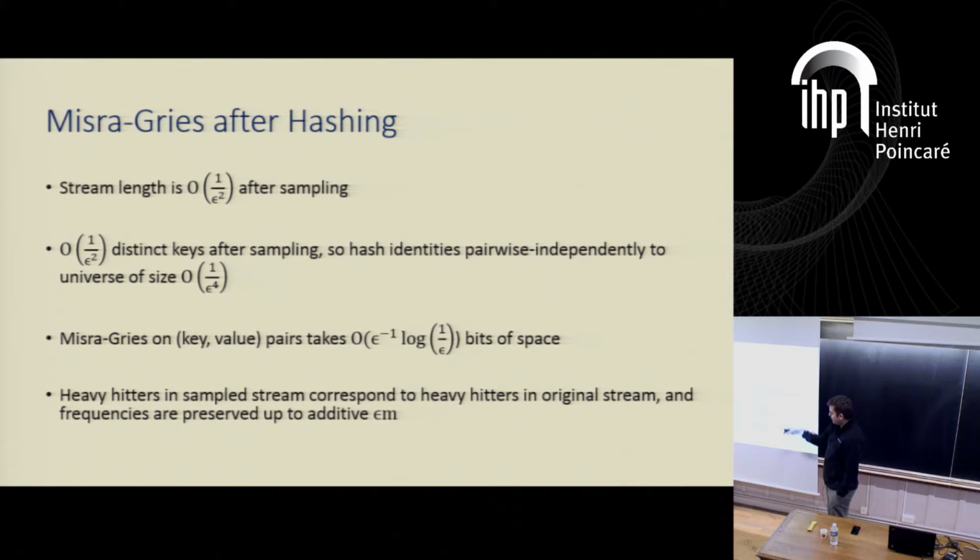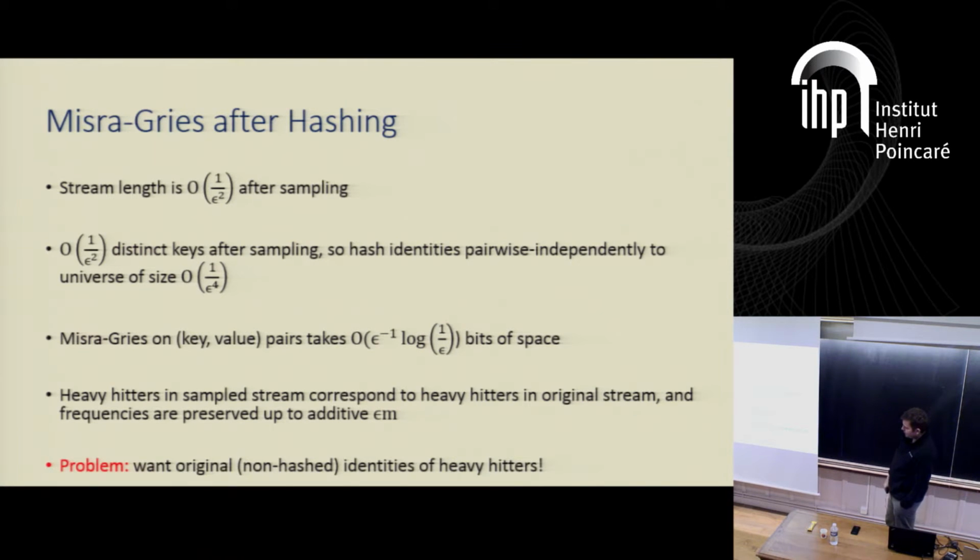And because of the sampling process, the heavy items in the sampled stream correspond to heavy items in the original stream. So this is a correct algorithm. The issue is, as I mentioned, that we want the original non-hash identities of the heavy hitters, right? So how do we get those?